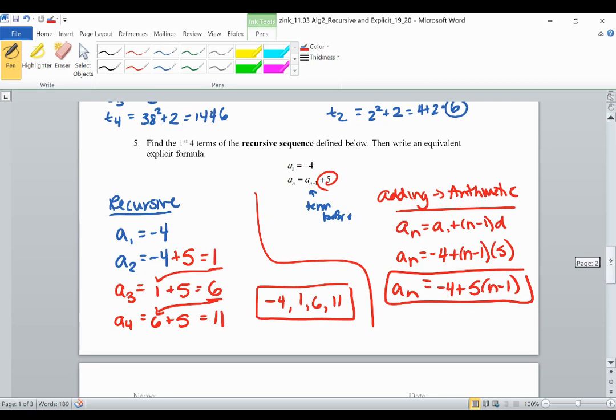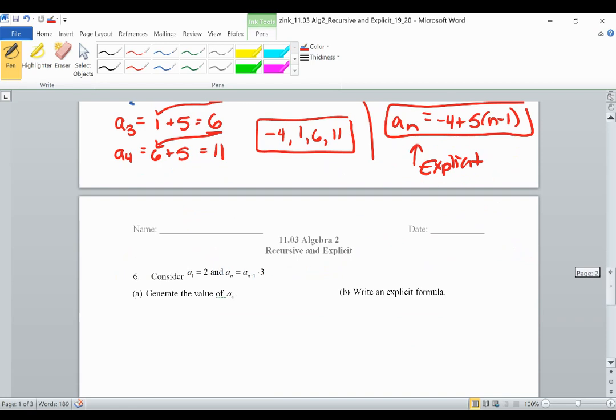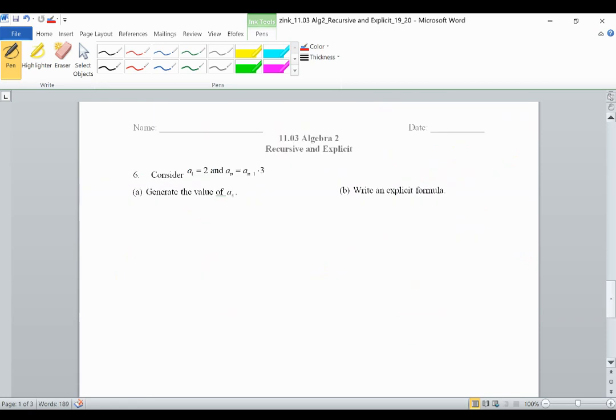All right. That's your explicit form. And this one over here is your recursive. Number 6, consider a sub 1 equals 2 and a sub n equals a sub n minus 1 times 3. Generate the value of a sub 4.